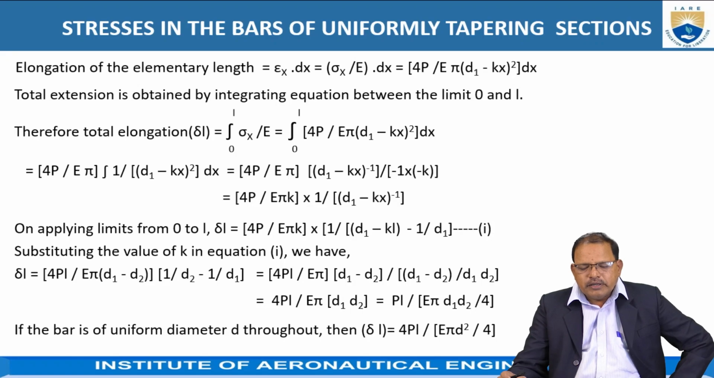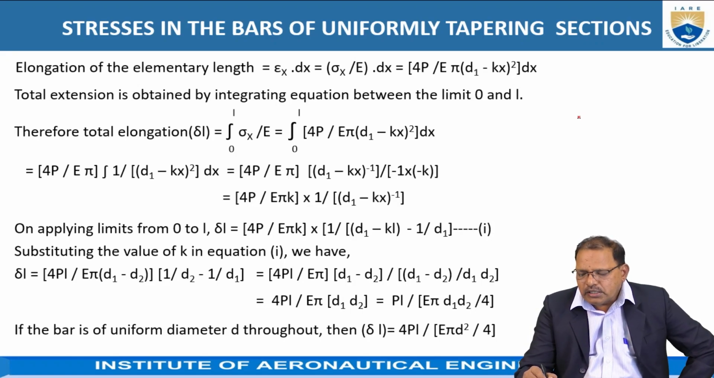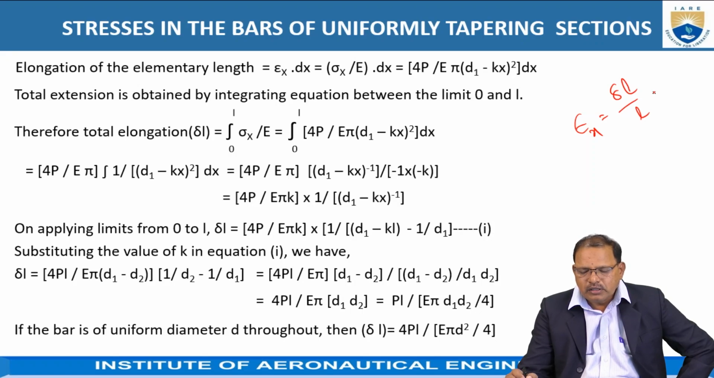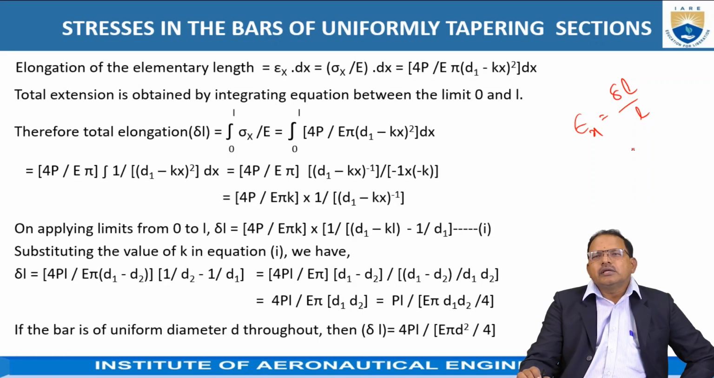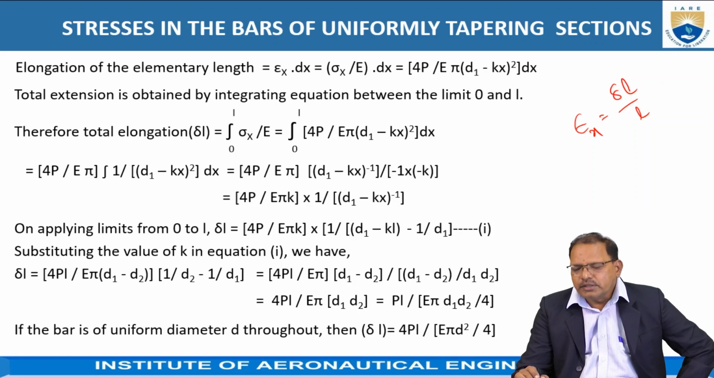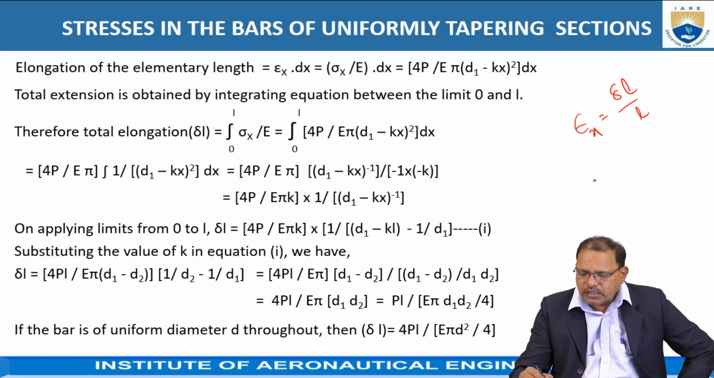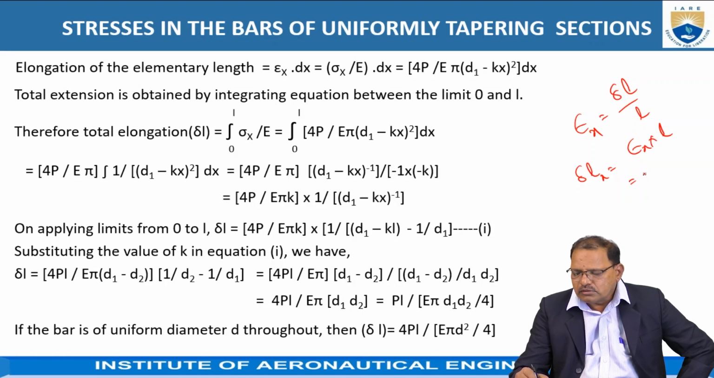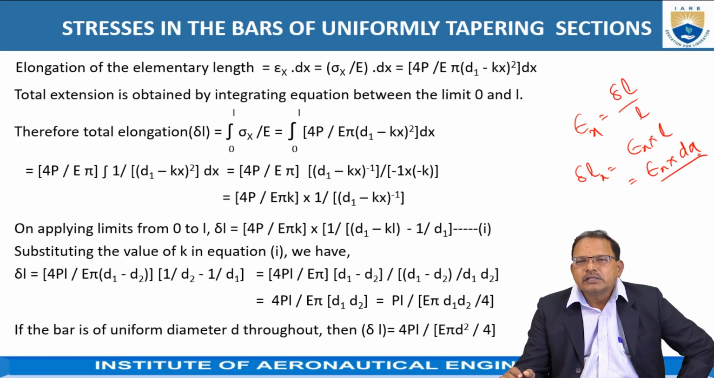For the elongation of the elementary bar, strain is the change in length divided by the original length. This is the equation, but I require the elongation within the small length dx. So delta Lx equals epsilon x into the length, which is epsilon x into dx, where dx represents the length of the elementary section considered.